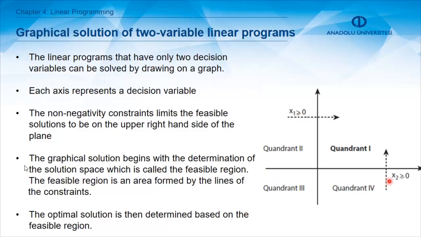Similarly, x2 can only be positive or equal to 0, so the feasible values of x2 will be on the upper side of this horizontal line. So here feasible regions can only be in this quadrant 1. And graphical solutions begin with the determination of the solution space, which is called a feasible region. The feasible region is an area formed by the lines of the constraints. The optimal solution is then determined based on this feasible region.